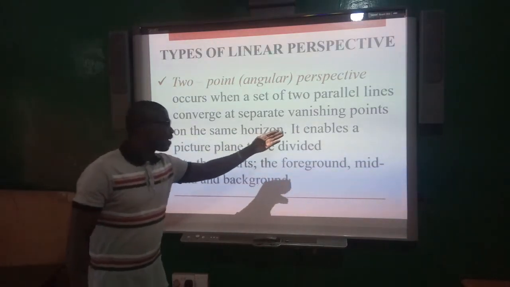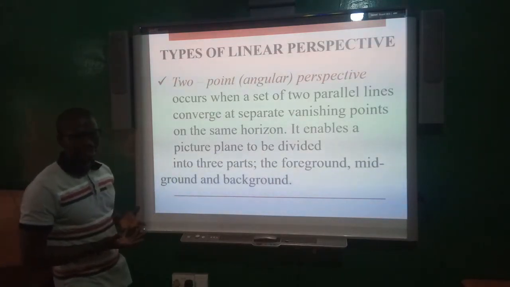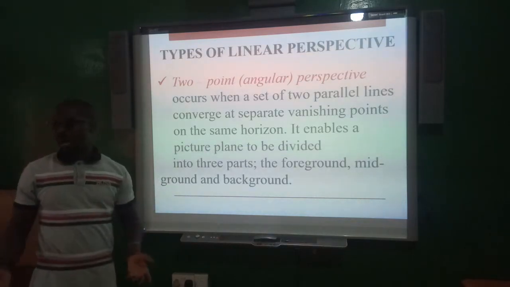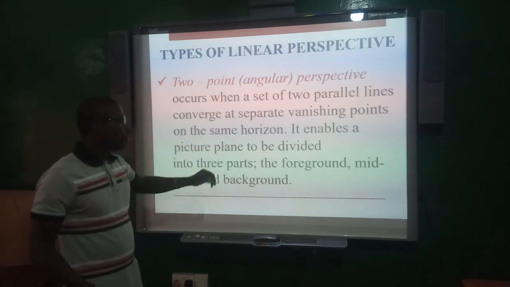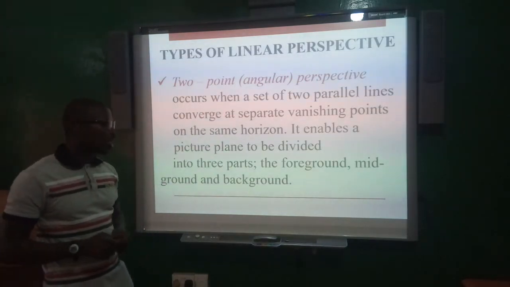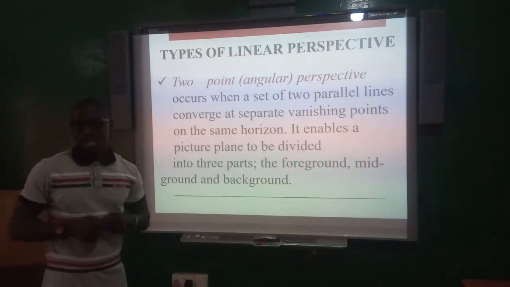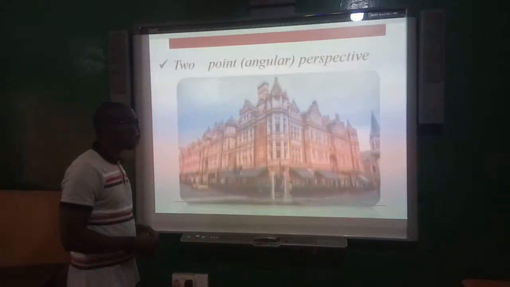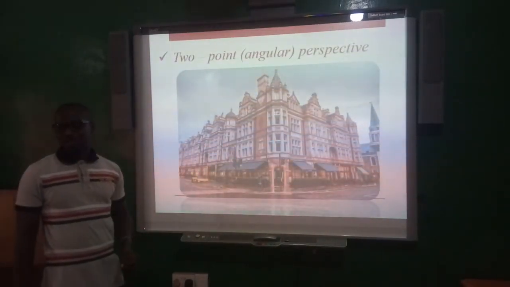Okay. It enables a picture plane to be divided into 3 parts. That is the foreground, the midground, and the background. So because of the principle of two point perspective, we are able to identify foreground, middle ground, and background in a picture. Okay. Now this is a typical example of a 2-point perspective.